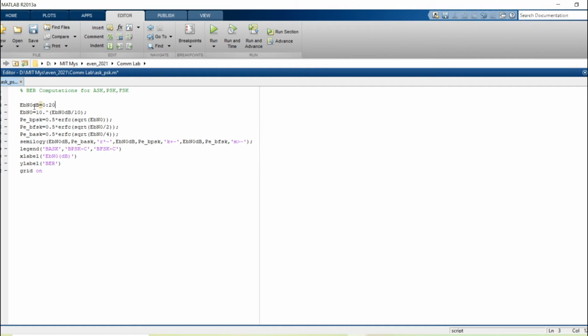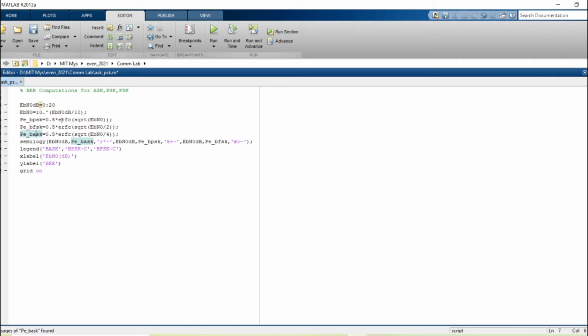The first line says that the signal to noise ratio in decibels varies from 0 to 20. That is SNR in decibels is 0 decibels, 1 decibel, 2 decibels, likewise up to 20 decibels. Then according to the already derived formula, we will convert these decibel scale values to Eb by N naught in linear scale. For each of these values, we will have an Eb by N naught linear scale value. We will use this Eb by N naught value to calculate the probability of error or bit error rate for BPSK, BFSK and BASK.